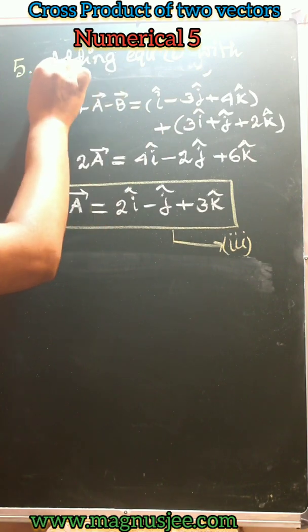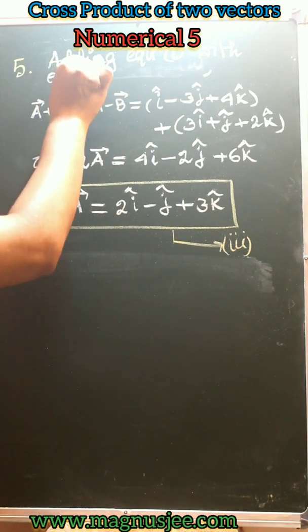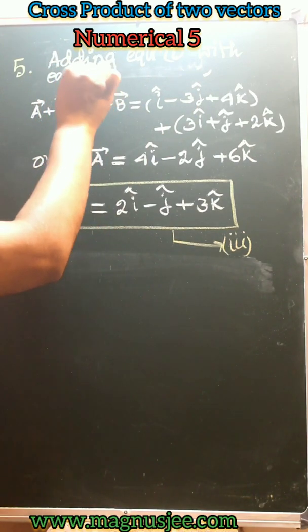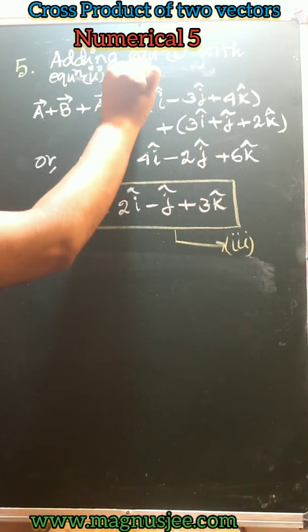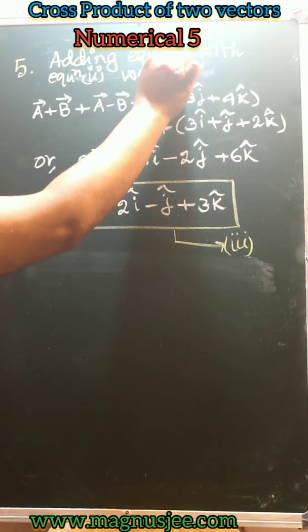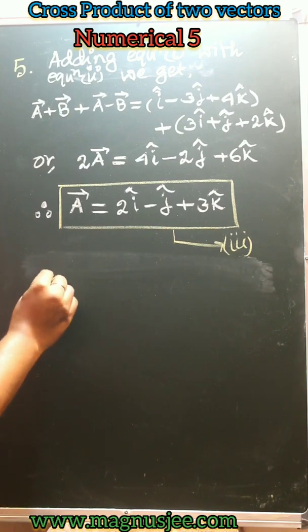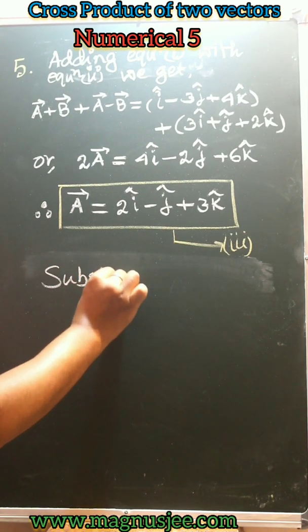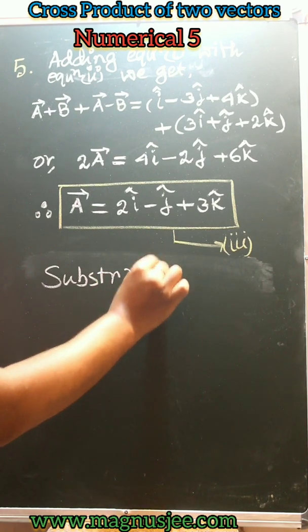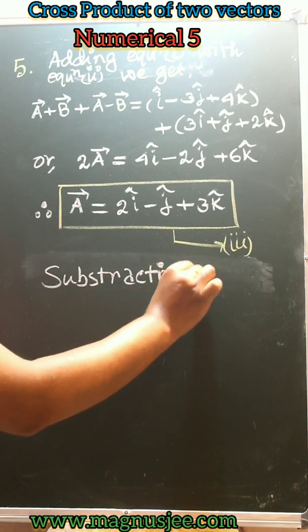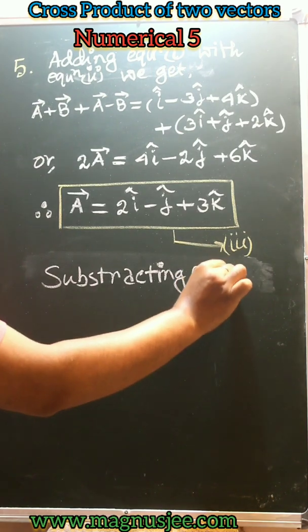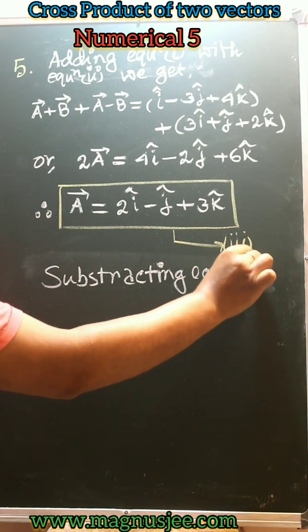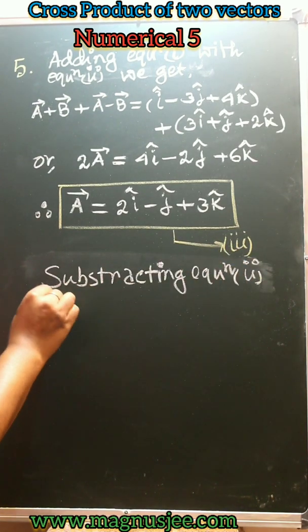Adding equation 1 with equation 2, we get vector A plus B plus vector A minus B. Similarly, subtracting equation 2 from equation 1.